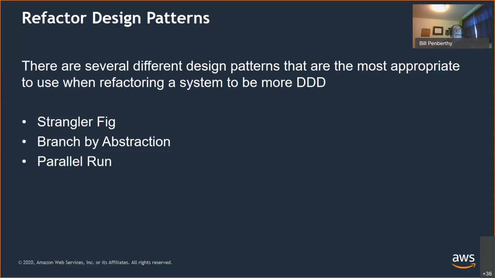These patterns are also not exclusive. You'll find that as you work through the changes, you'll use many of these, if not all, sometimes together. So these patterns, and I'm sure that you've heard of some of these, if not all, are Strangler Fig, branch by abstraction, and parallel run.